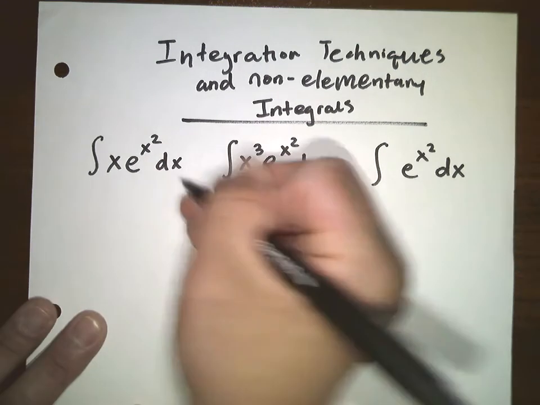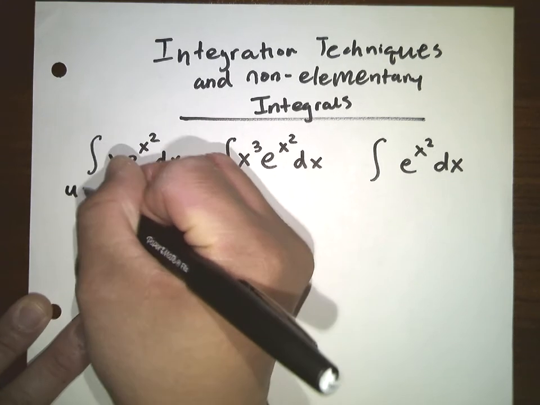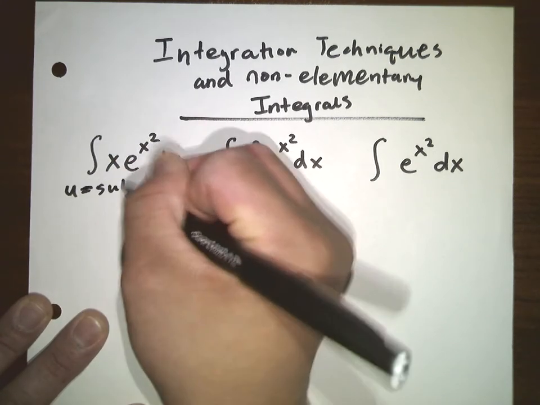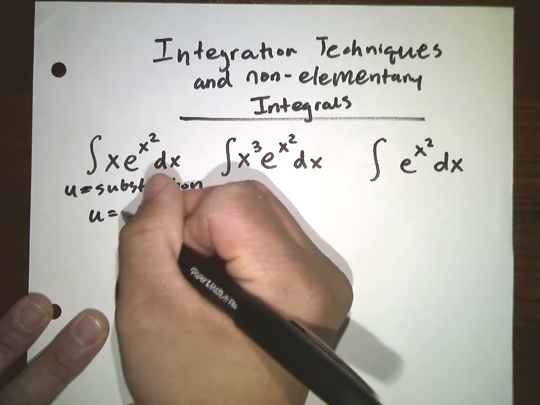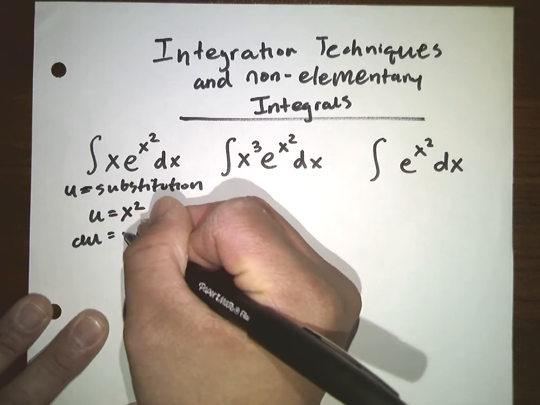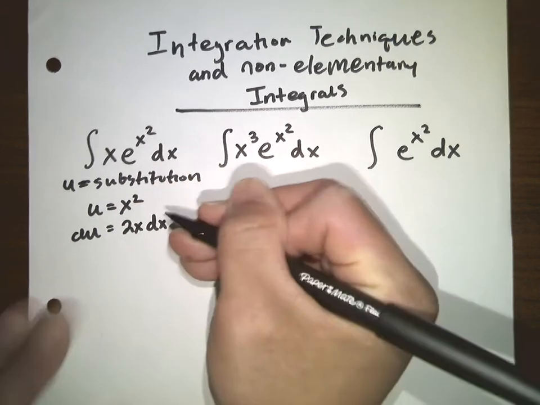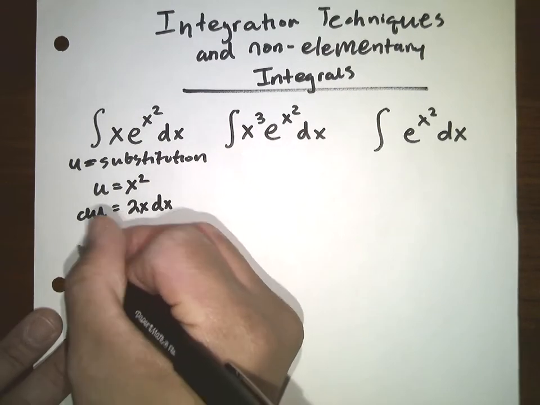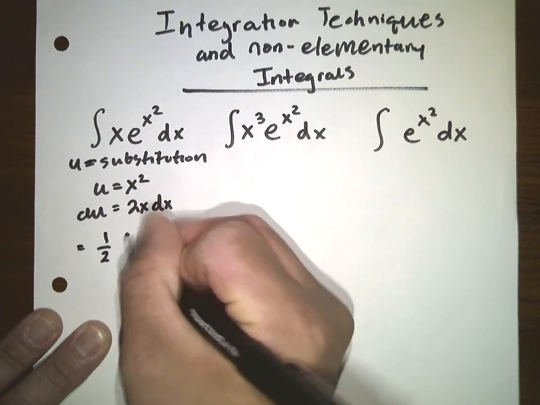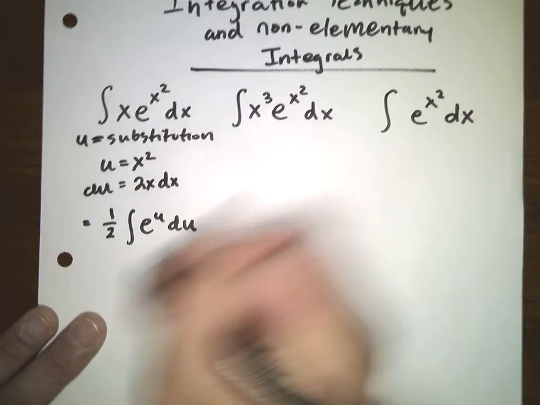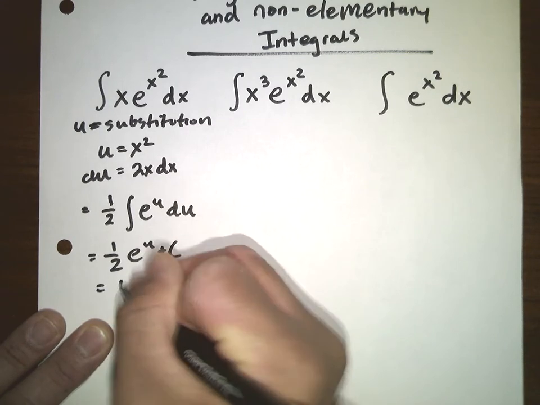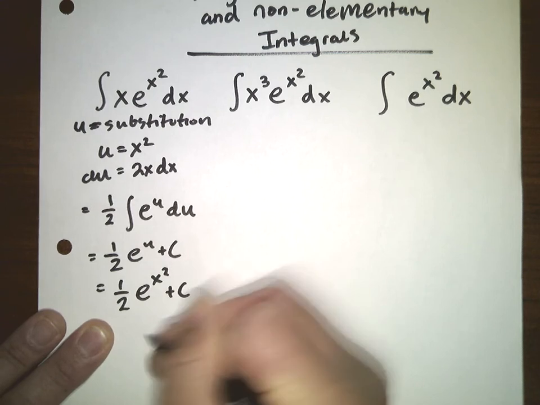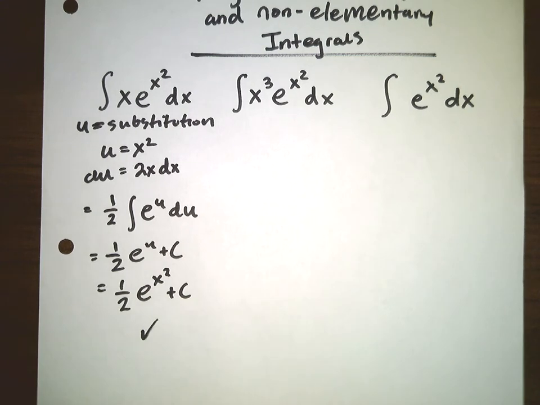So of course, for this one, the easiest way is a U substitution. So if I used a U substitution here, I have u is equal to x squared, du will be 2x dx. So then I could rewrite this as 1/2 integral of e to the u du, and so that would be 1/2 e to the u plus c, or 1/2 e to the x squared plus c. That one is easy.